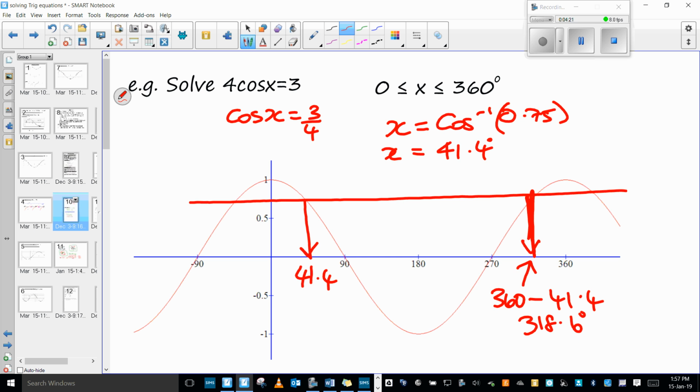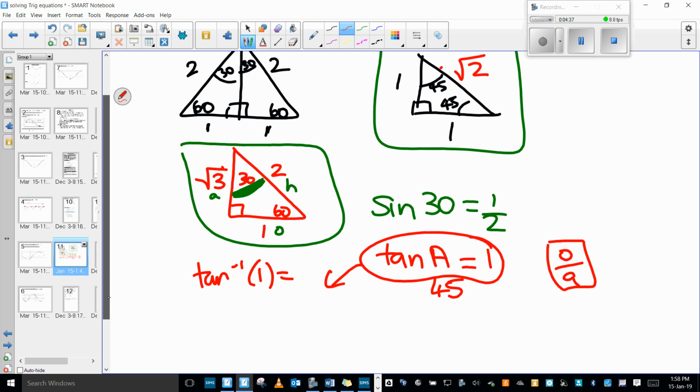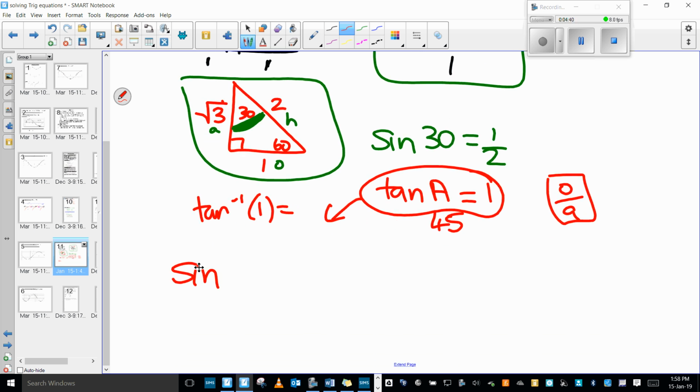So for this one, we had sine 2x equals a half. Going back to this, the sine was equal to 1/2. So we know that the sine of something is equal to 1/2, so opposite over hypotenuse. If this is my angle, it's opposite over hypotenuse, and that's clearly not a half. If this was my angle, opposite over hypotenuse, therefore that's how we got the angle 30. Yes? Do you understand that?